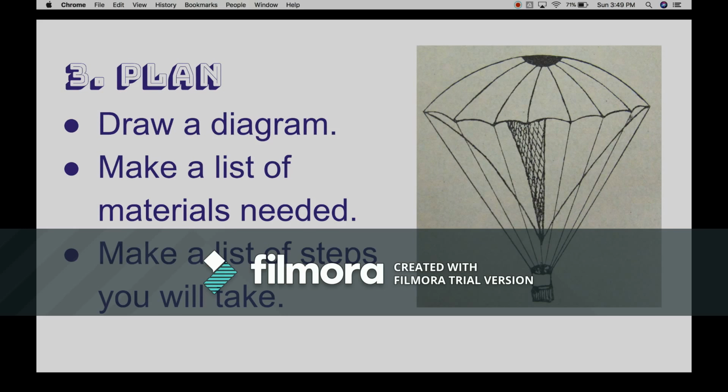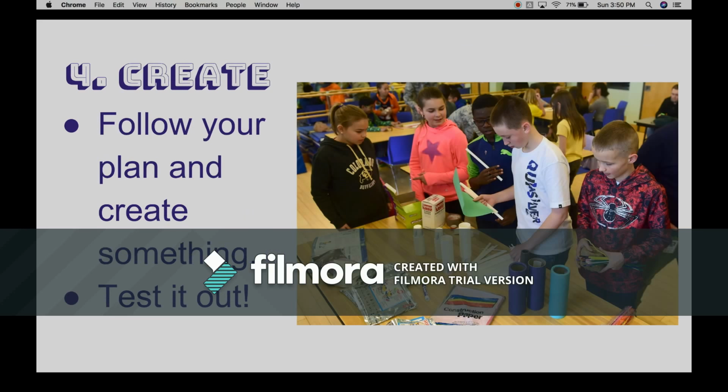Next, you will begin planning out your solution. You're going to draw a detailed sketch of your design, make a list of all the materials you will need, and figure out the steps that you will need to take to actually create that design. Now, this step is one of the most important because the more detailed you are during this stage, the easier construction will be. Now you will begin creating your design.